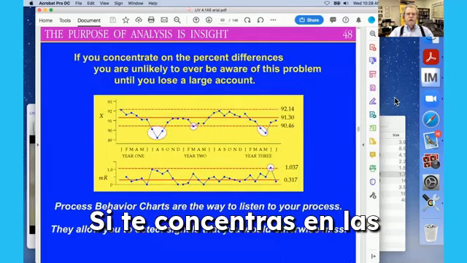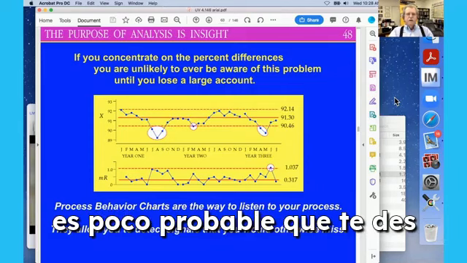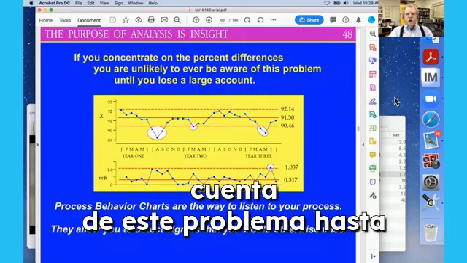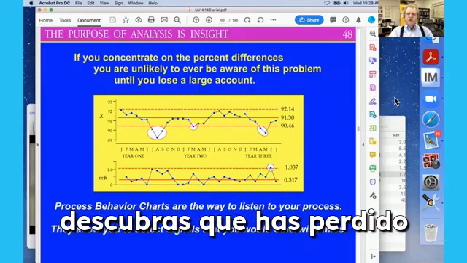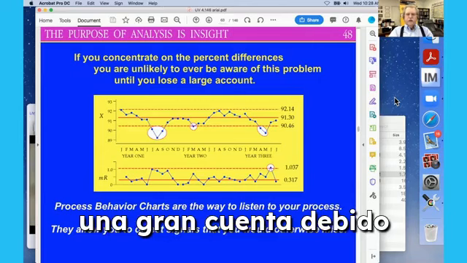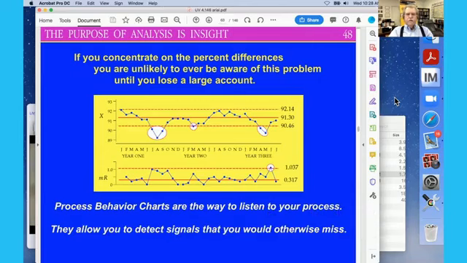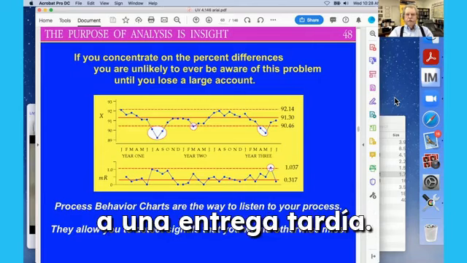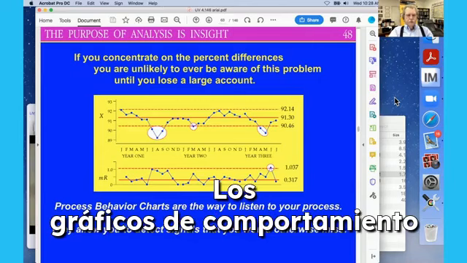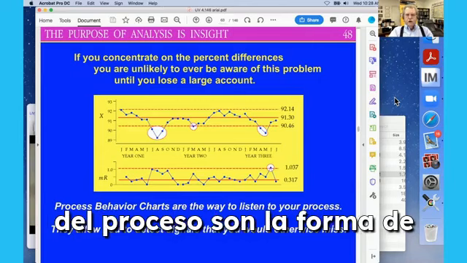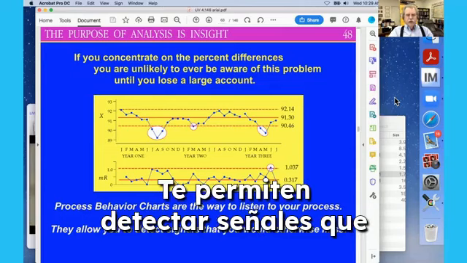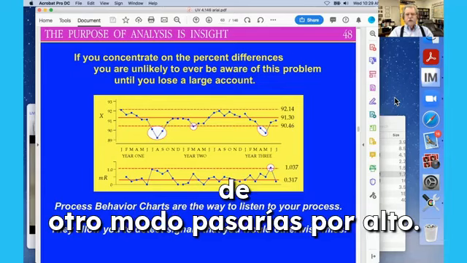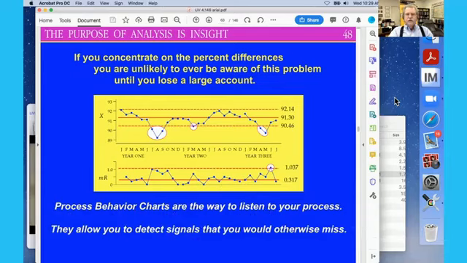If you concentrate on the percent differences, you're unlikely to ever be aware of this problem until you wake up one morning and find that you have lost a large account due to late delivery. Process behavior charts are the way to listen to your process. They allow you to detect signals you would otherwise miss.